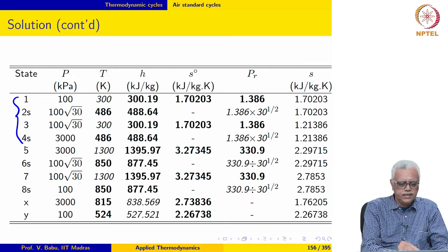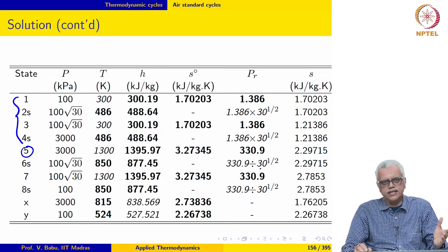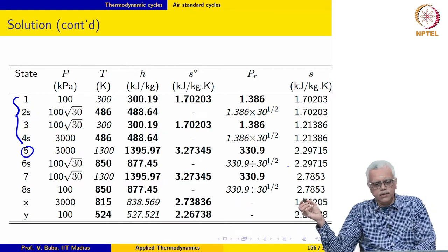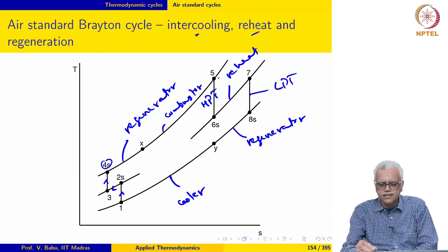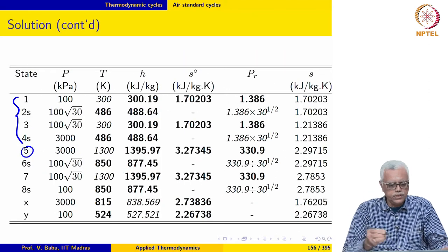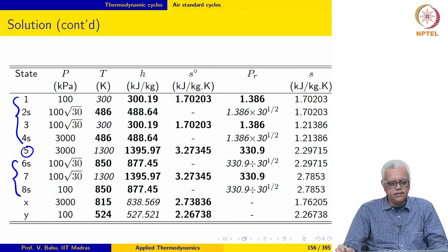State 5 is the same for all the cases. It is the temperature, it is a state at the exit of the combustor. So, we already have the values for this. Notice that states 6s, 7 and 8s are the same as in the reheat cycle. So, these values may be taken from the Brayton cycle with reheat.